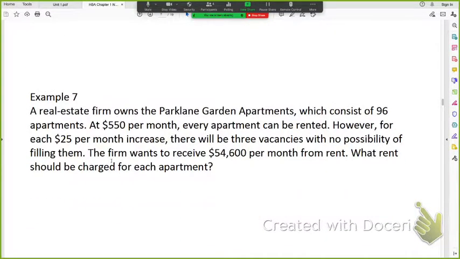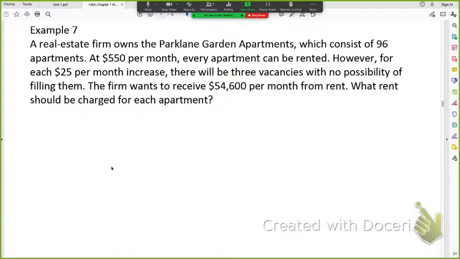Another business thing that you tend to see is rent examples. So we're doing one of those as well. We're going to walk through it one piece at a time. Rental units is another big thing that you're going to see on and off with word problems. You have 96 apartments. Rent is $550 per month. Every apartment can be rented. However, if they increase the rent by $25 each month, there will be 3 apartments left vacant.